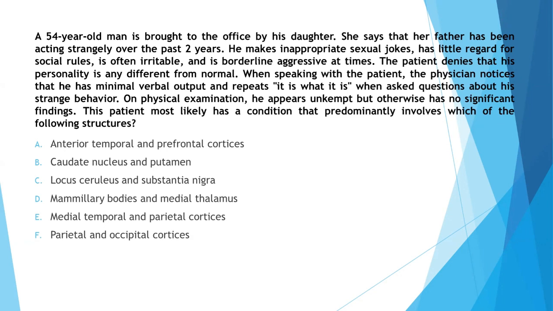On physical examination, he appears unkempt but otherwise has no significant findings. This patient most likely has a condition that predominantly involves which of the following structures? We can see the patient is mainly having behavioral disturbances, and the patient is not guilty about anything at all about his behavior. Which of the following structures may be involved? Anterior temporal and prefrontal cortices, caudate nucleus and putamen, locus coeruleus and substantia nigra, mammillary bodies and medial thalamus, medial temporal and parietal cortices, parietal and occipital cortices.